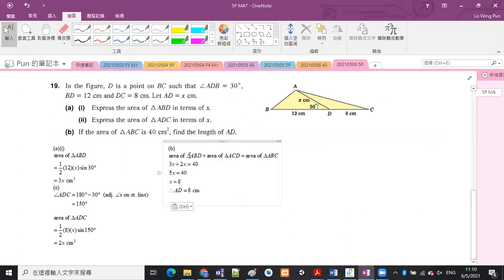So in part B, the length of AD is equal to 8 cm, and that is the final answer. Can you follow? Does it look like a level 2 question? I think it's quite easy, right? I think you will think that it is easy. You agree? Okay. Next one.